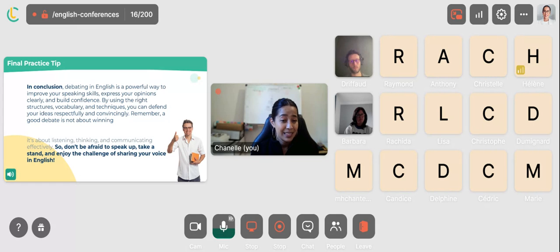In conclusion, debating in English is a powerful way to improve your speaking skills. Express your opinions clearly and build confidence. By using the right structures, vocabulary, and techniques, you can defend your ideas respectfully and convincingly. Remember, a good debate is not about winning. It's about listening, thinking, and communicating effectively. So don't be afraid to speak up, take a stand, and enjoy the challenge of sharing your voice in English.